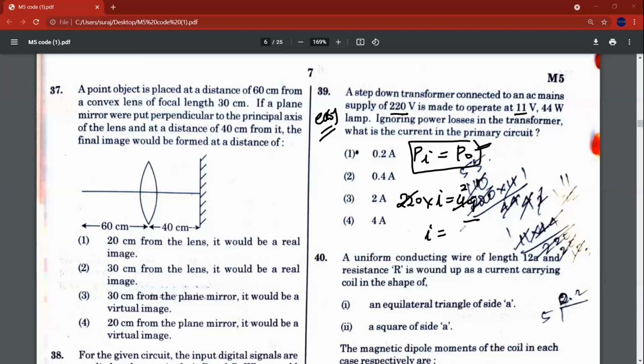2 by 10, that means 0.2. Okay, 2 by 10, that means 0.2. 15 and 1. Easy question.